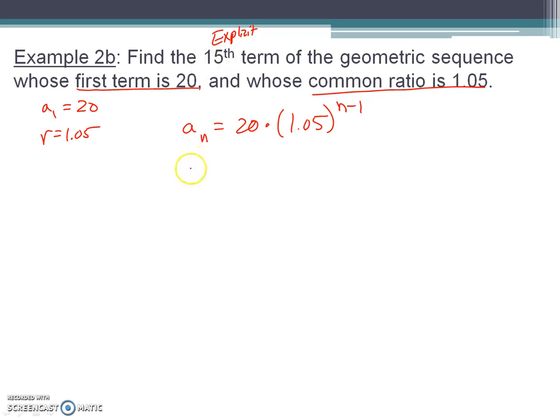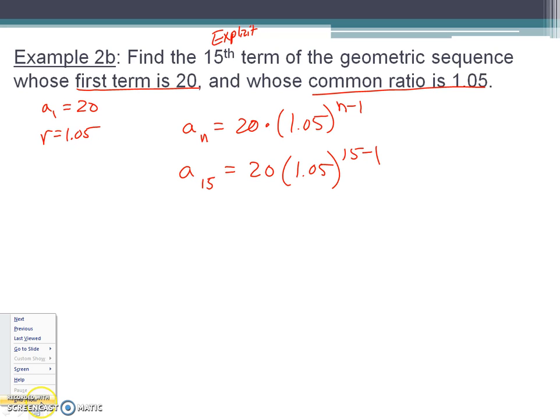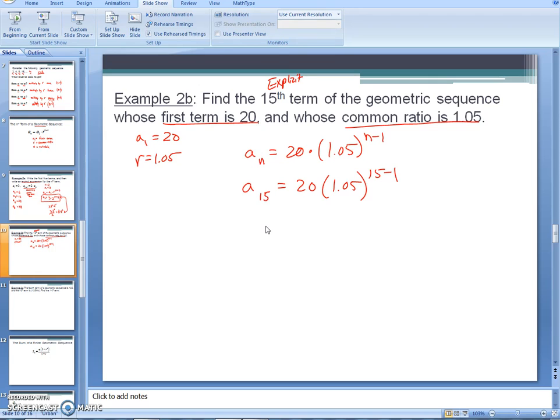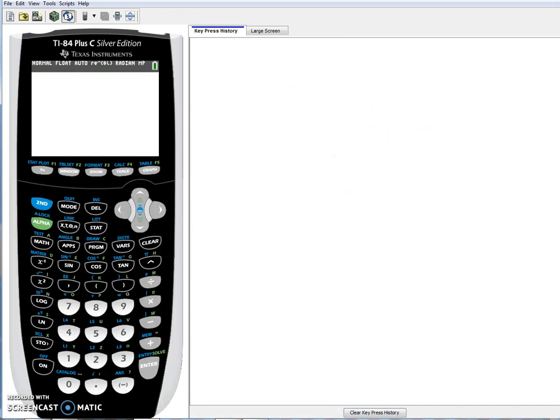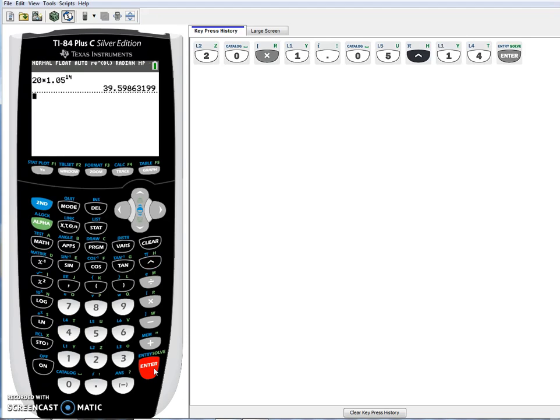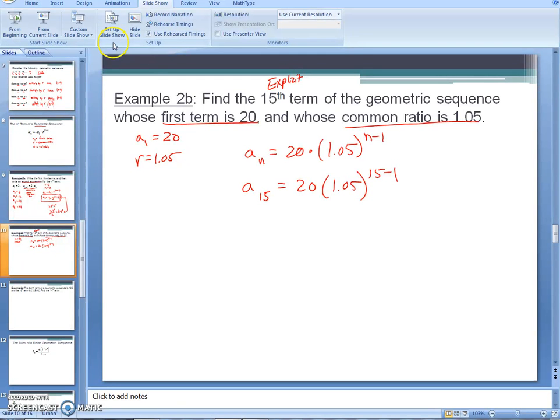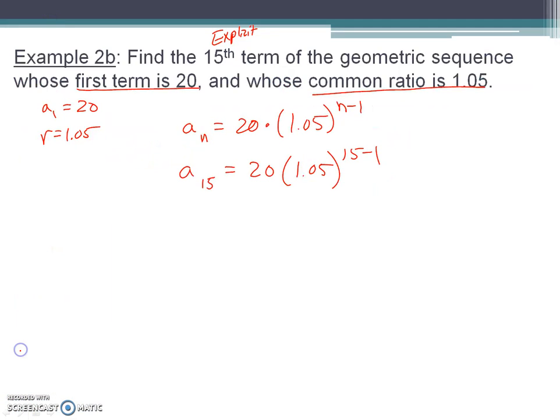So to find the 15th term, you would do 20 times 1.05 to the 15 minus 1 power. And you see something crazy like this, you're probably going to want to jam that into your calculator. I know that I wouldn't want to do that by hand. So let's pull up the calculator, and we'll do 20 times 1.05 to the, I can do 15 minus 1, 14th power. And you get this kind of long decimal going on, but that's where that number comes from, and that's what I would do every time with anything like that, would be to rely on your calculator.